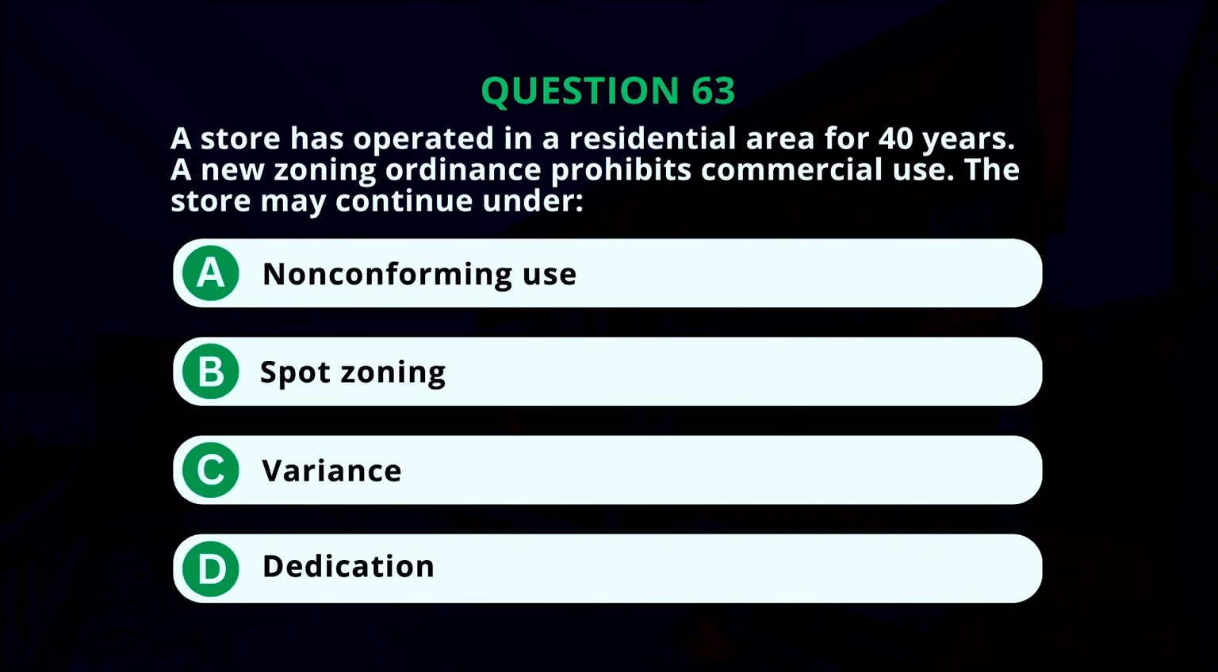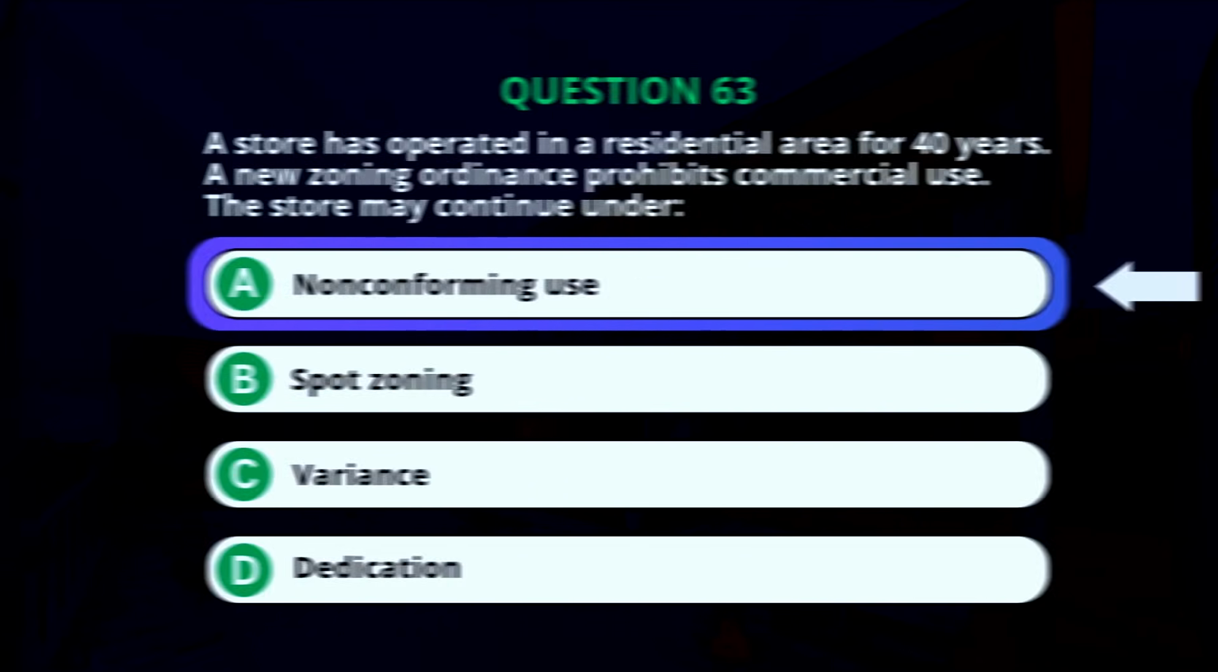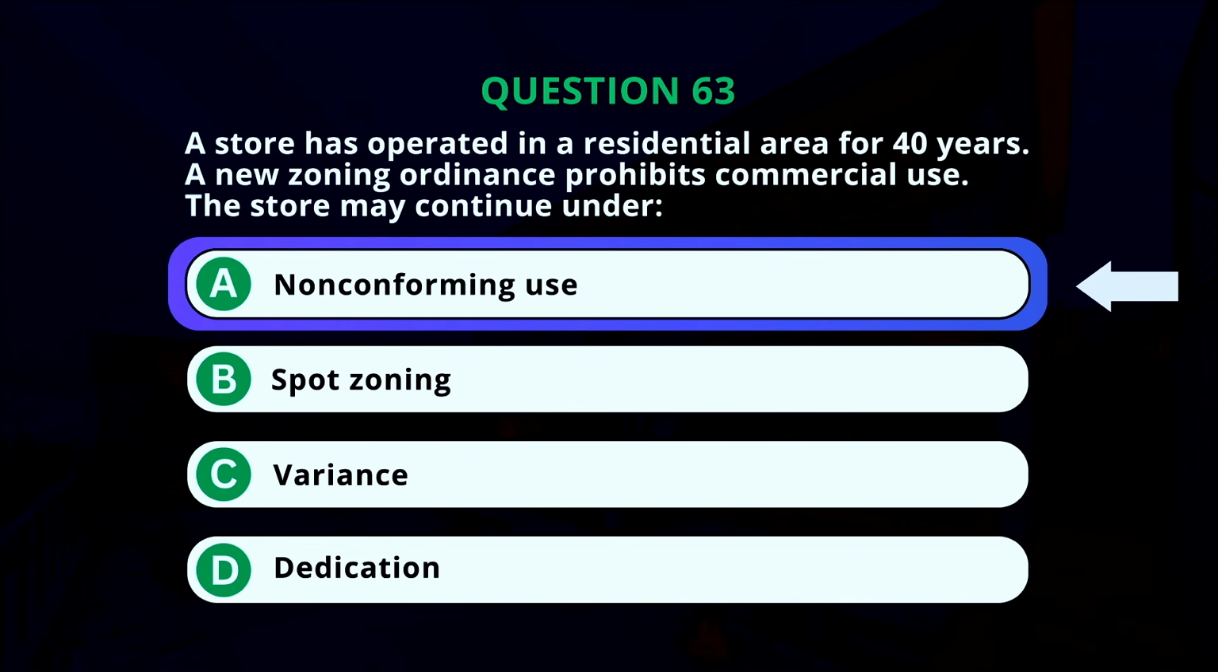Question number 63. A store has operated in a residential area for 40 years. A new zoning ordinance prohibits commercial use. The store may continue under letter A, nonconforming use. Letter B, spot zoning. Letter C, variance. Letter D, dedication. And the answer? Letter A, nonconforming use.